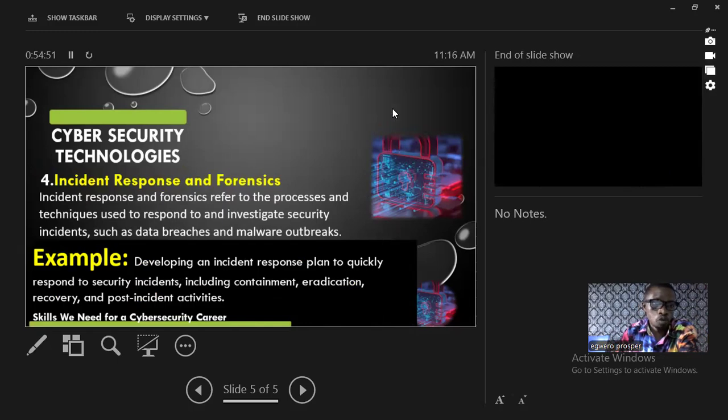So let's look at the fourth one, incident response and forensics. This is another technology.